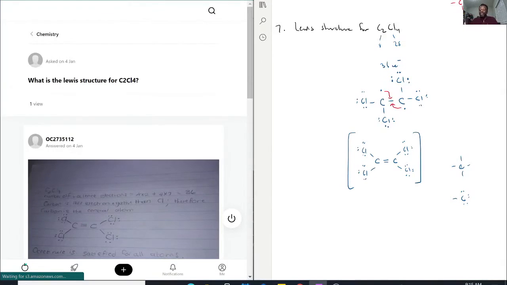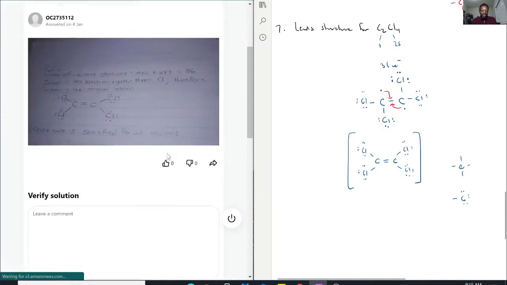And if you count the electrons, we should have 36, but just to double check, in total we have 1, 2, 3, 4, 5, 6 bonds. That's 12 electrons right there. And each chlorine on the outside is having 6 electrons. So that's 12 plus 6 times 4, well, it should be 24. And we do indeed get 36 electrons. So this is perfect.